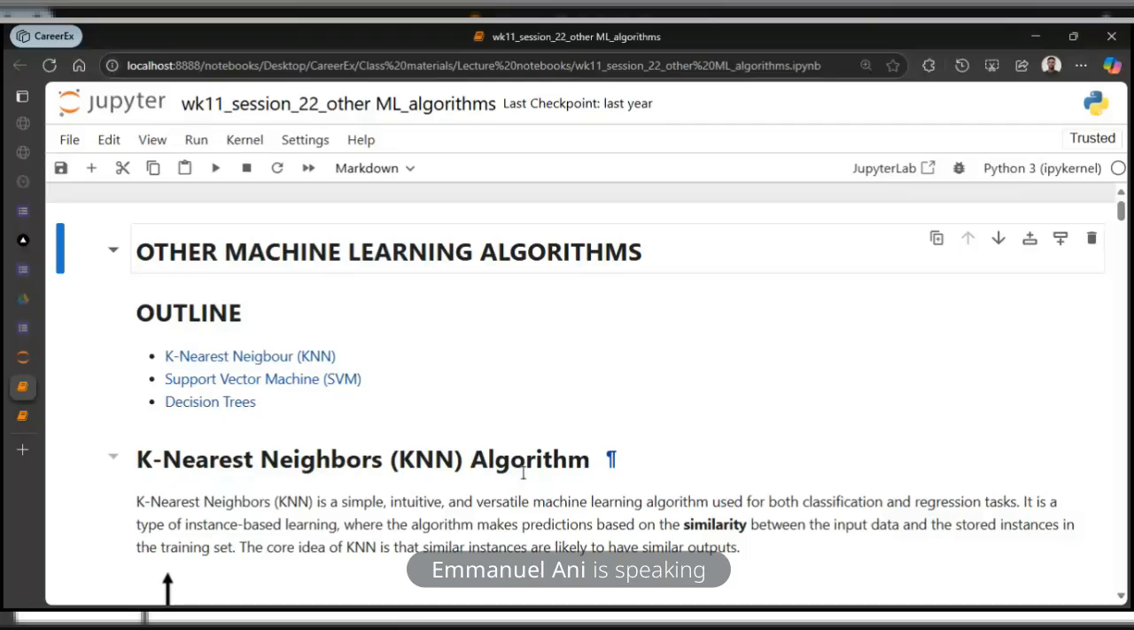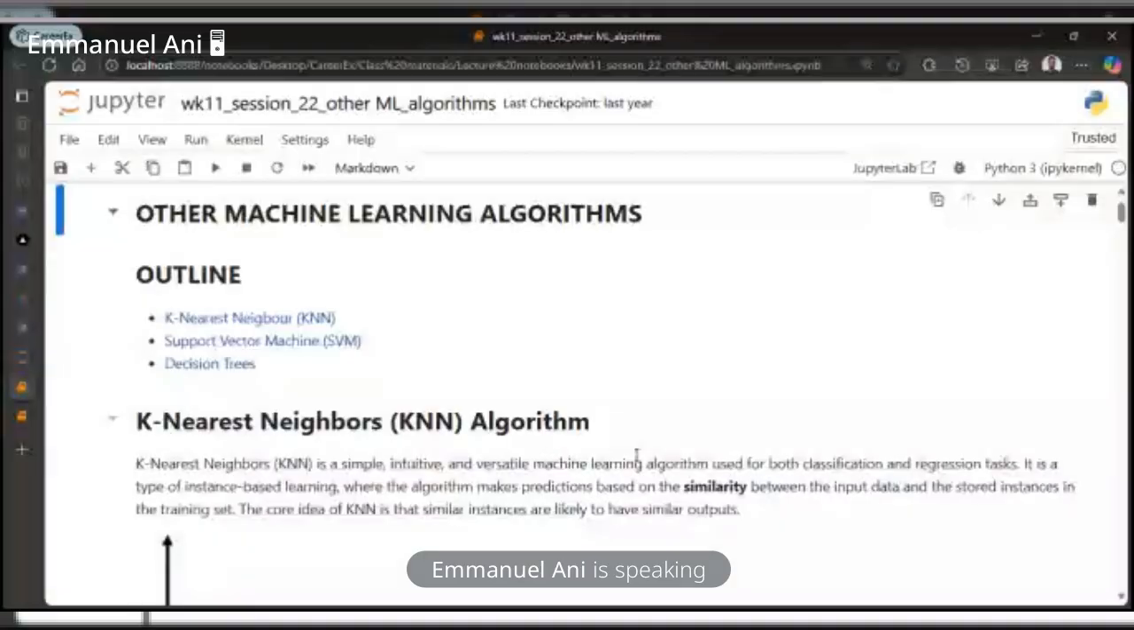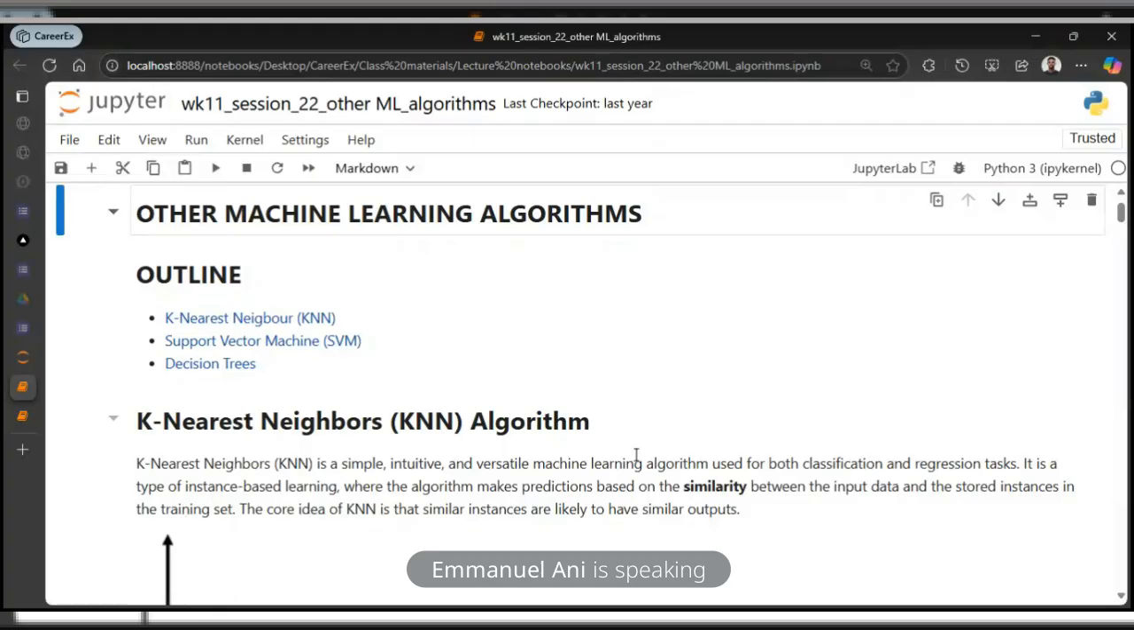So we have the first algorithm here, which is KNN. So we all know what an algorithm is, right? An algorithm is basically a step-by-step process to performing a particular task or solving a particular problem. So when we come to machine learning, we have several algorithms, which basically means several approaches that you can take to achieve or perform a particular task.